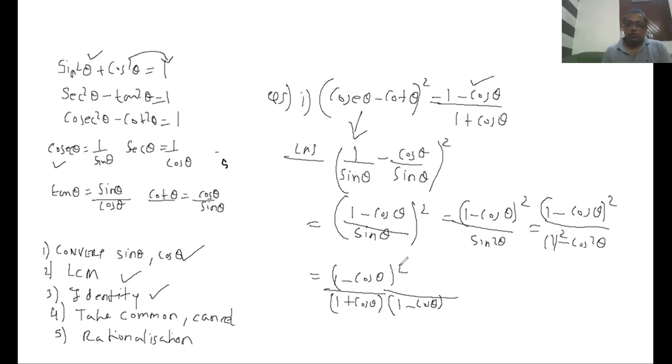So what happens here? (1 minus cos theta) whole square, that means it is (1 minus cos theta) 2 times, (1 minus cos theta) into (1 minus cos theta). So I'm going to cancel one of the 1 minus cos thetas. So you are left with 1 minus cos theta in the numerator and you are left with 1 plus cos theta in the denominator, and this is actually the same as your RHS. So therefore, what can we conclude? We can conclude that LHS is equal to RHS.